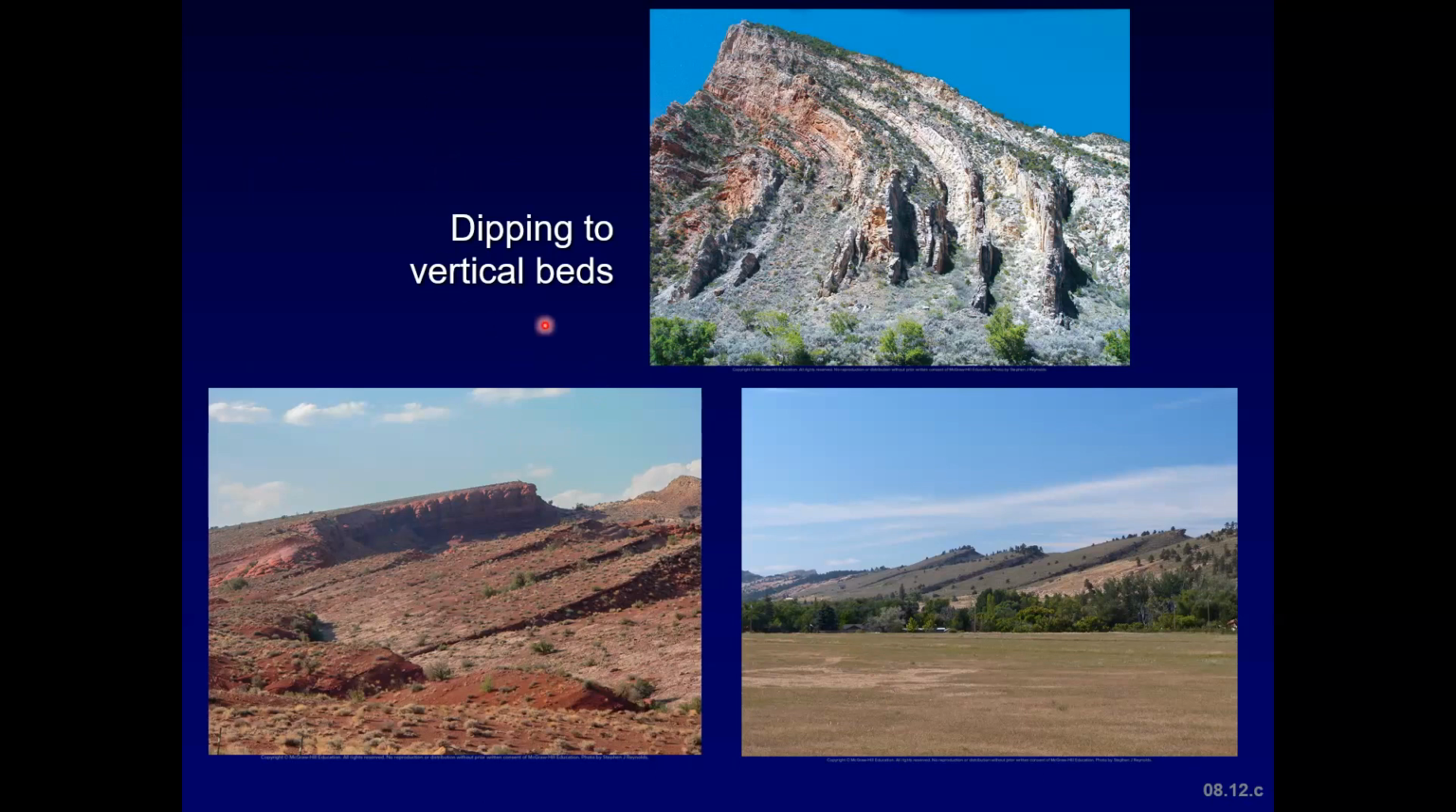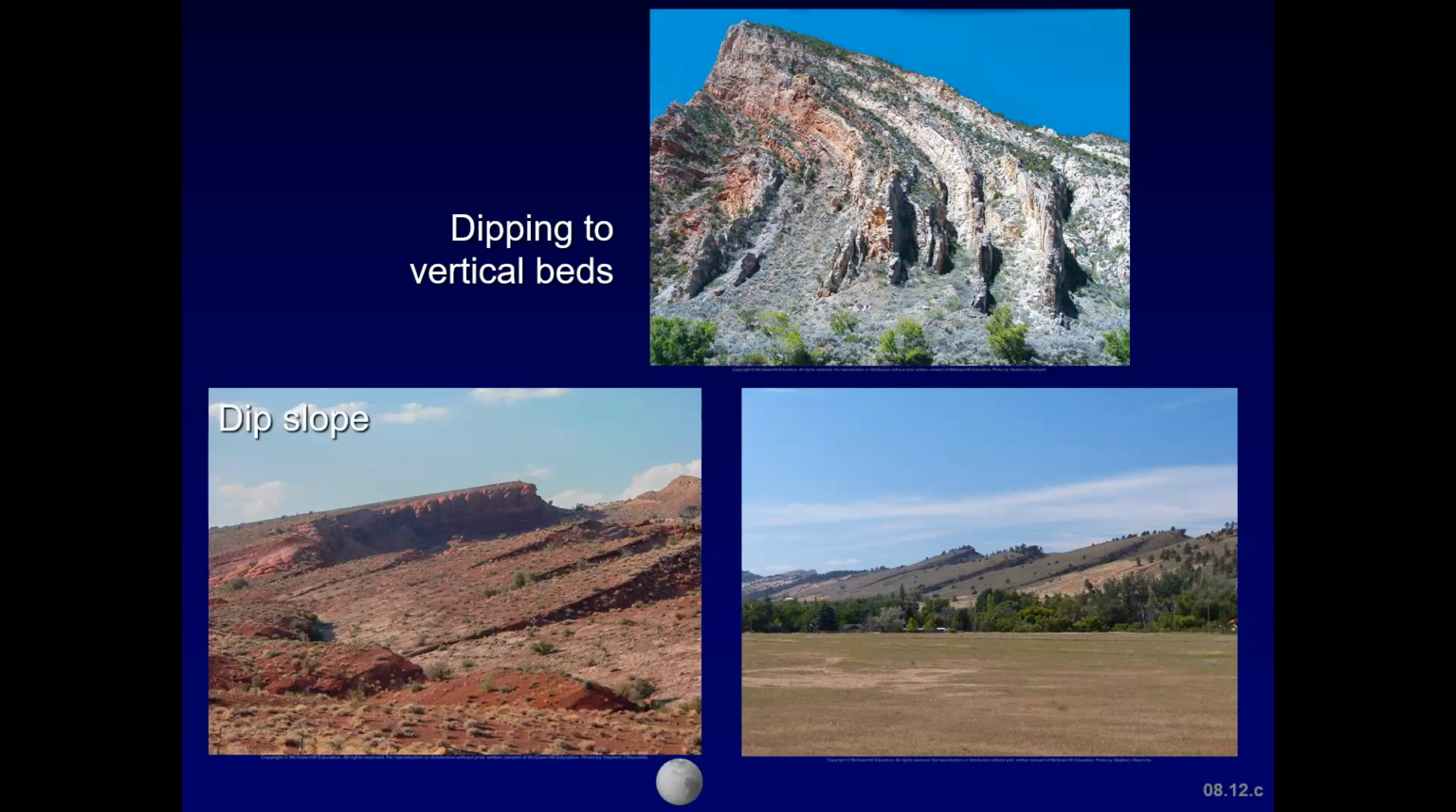We have dipping to vertical beds here. The layers are sort of dipping this way, but they form nearly vertical fins near the base. So they're dipping parallel to the slope at the top, but then they change with that folding.